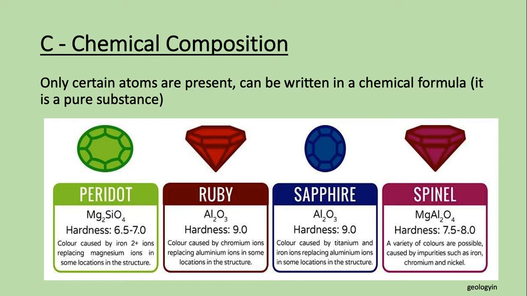Chemical composition means only certain atoms are present, and it can be written in a chemical formula, and therefore it's a pure substance. Peridot has magnesium, silicon, and oxygen, and only those atoms are present. If there were other atoms present, you'd have a different mineral.